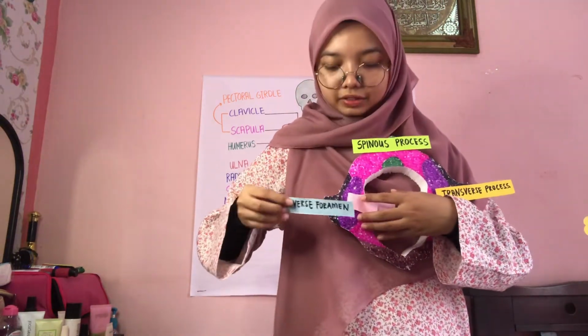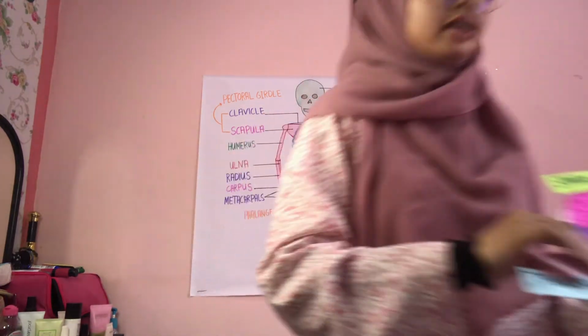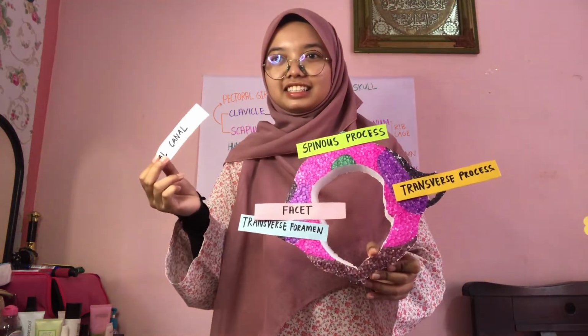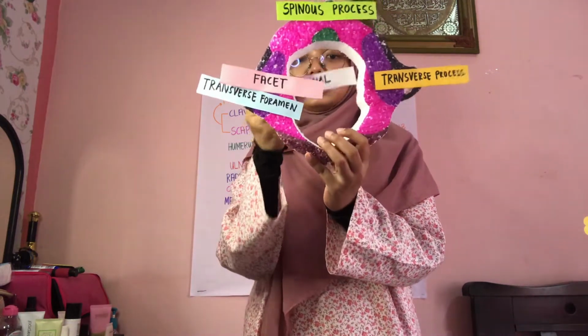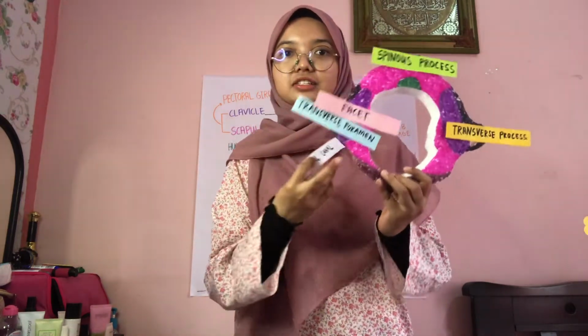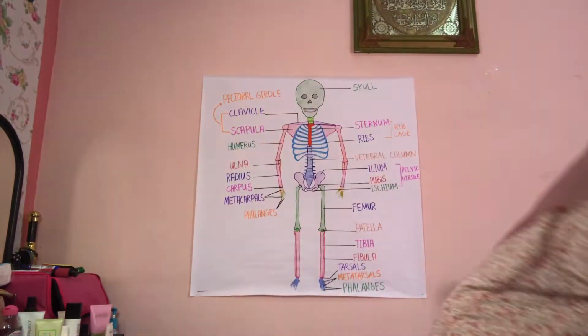And then the transverse foramen. Can you see the circle here? The circle here is the transverse foramen. And then the neural canal. Can you guess where the neural canal is? In the middle, the big hollow one. Yes, this is the neural canal. So are you guys okay with the structure of the atlas vertebra? Okay, that's good.